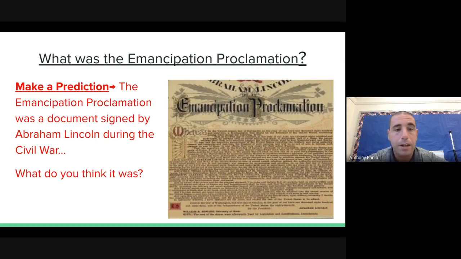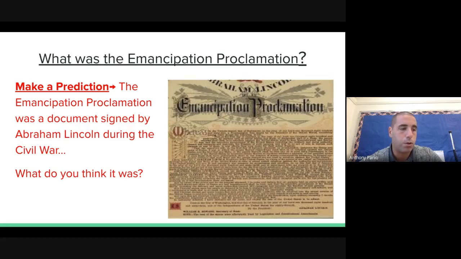Alejandro, excellent. It is an announcement to set people free. Excellent. Now, what specific people do you think? Let's try and put it all together here. Excellent. The slaves. Okay, the slaves are going to be set free. Now, you say, Mr. Panio, this is really simple. You know, the slaves are going to be set free. The thing is, you're going to learn it's actually a lot more complicated than that. And that's what we're going to break down here.